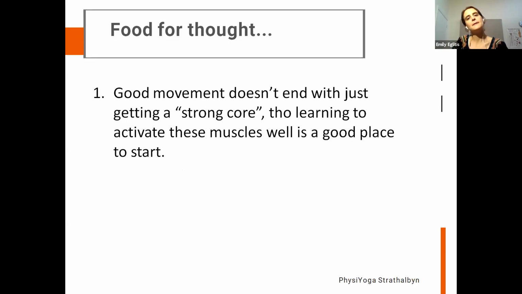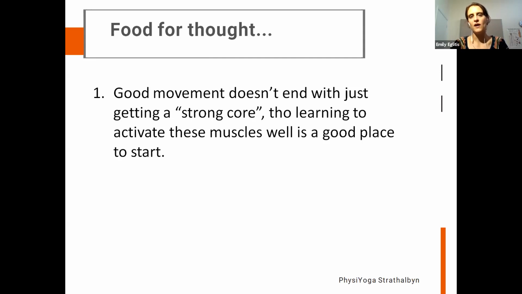To come to an end now, I'm going to summarize with a few things for you to think of from this presentation: good movement doesn't end with just getting a strong core, though learning to activate these muscles well is a good place to start. What I mean by that is just planking, just doing sit-ups, or just switching on your core muscles for the sake of doing that won't necessarily mean that you can do the things you love.